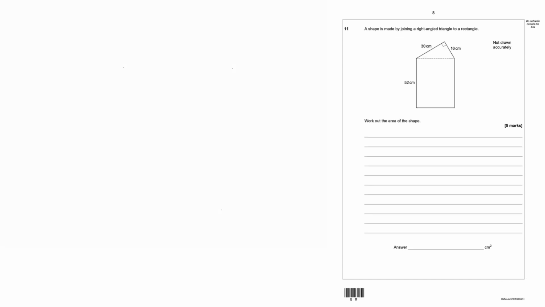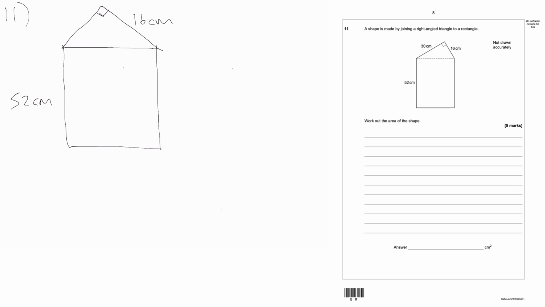So for question 11, we're given two shapes which are combined together, which are a right angle triangle and a rectangle. And we're told that the rectangle has a height of 52 centimetres. I'll just put this right angle in here. We're told this side of the triangle has 16 centimetres length, the other side 30 centimetres, and we're told to work out the area of the shape.